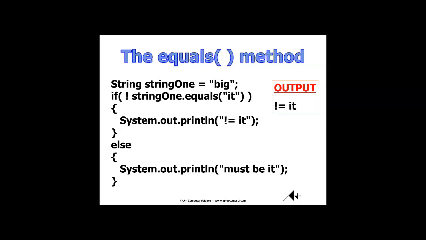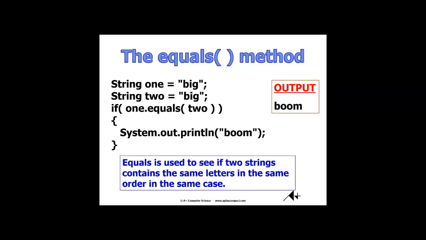Okay, so now I'm looking at using not equal. With not equals, I'm going to put the not operator in front of the dot equals call. So if it comes back true, not true is false. If it comes back false, not false is true. You get the idea. So I'm checking to see if it doesn't equal it, which it doesn't, meaning my if statement will be true, and it's going to print out not equal to it.